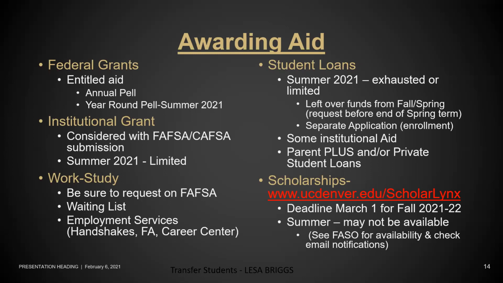There could be some institutional aid left over. We try to save some of our institutional aid to be available for summer school. And if you've exhausted all of your funds and there's no institutional grants or scholarships available for the summer, then you may have to have your parents utilize the Parent Plus loan, or you may have to apply for a private or alternative student loan, which is directly through a bank.